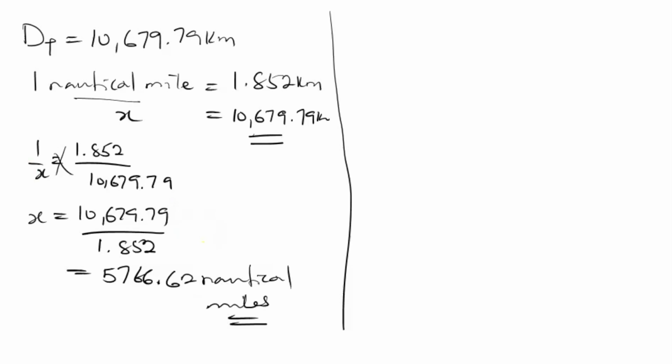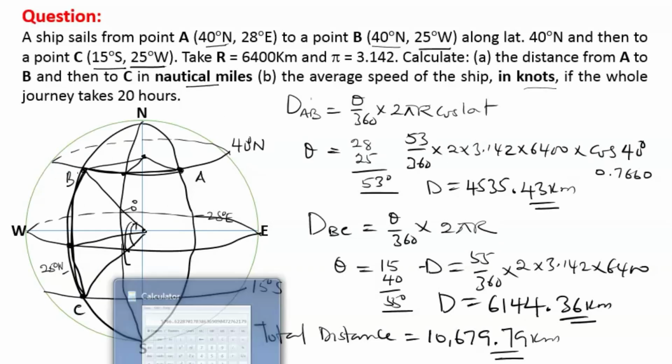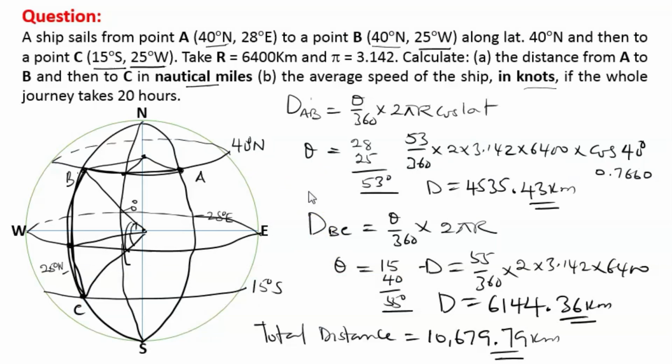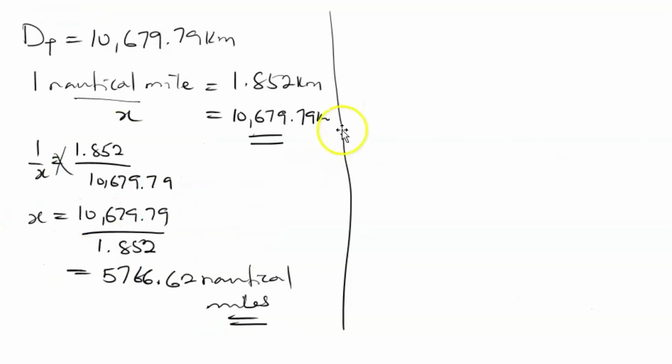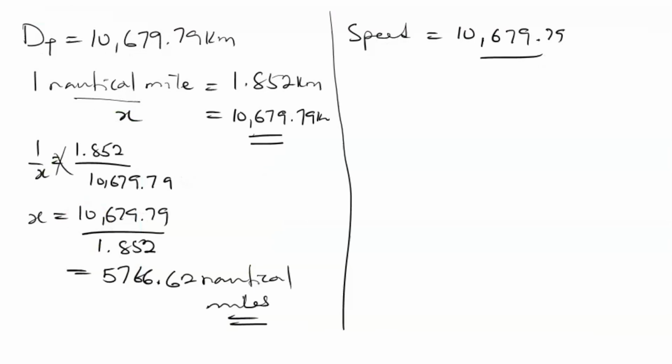All right, so the second question simply says we should find the speed. How do we find the speed? Speed is just distance divided by time. Our distance already, so speed is going to give us 10,679.79 divided by, they give us the time, which is 20 hours. So when you use 20 hours to divide it, what do we get?